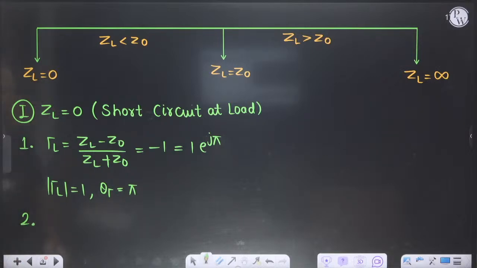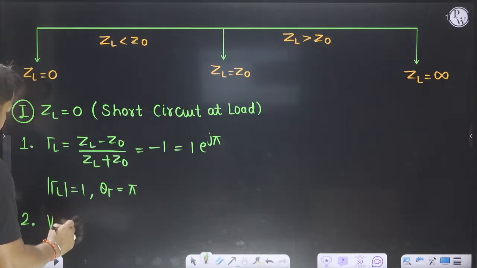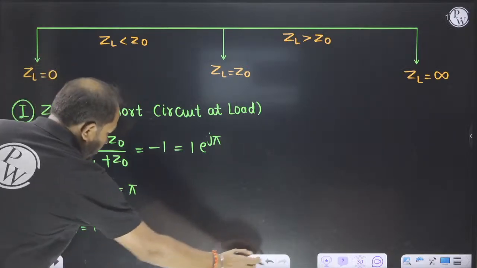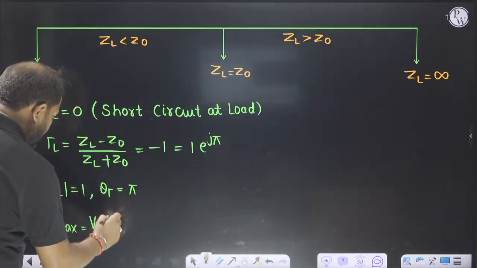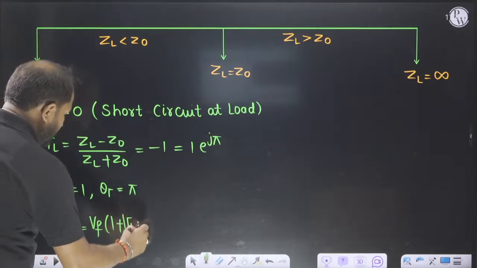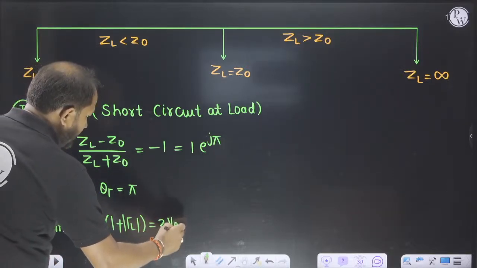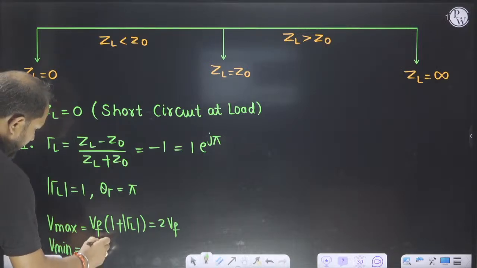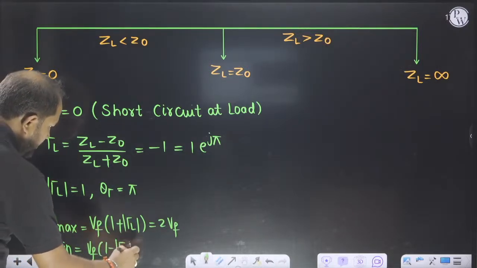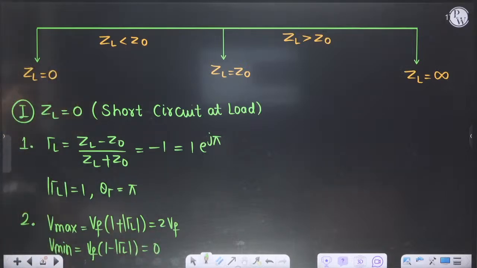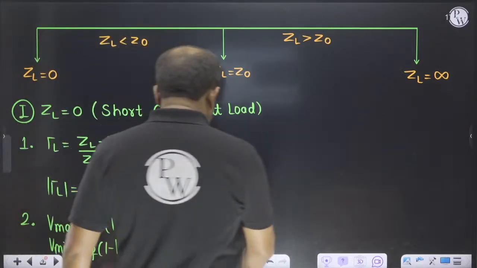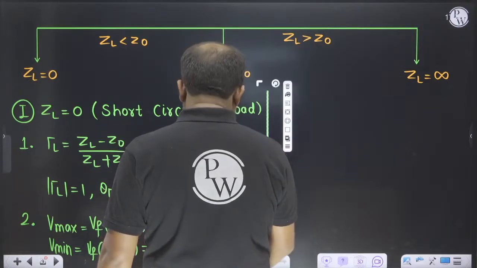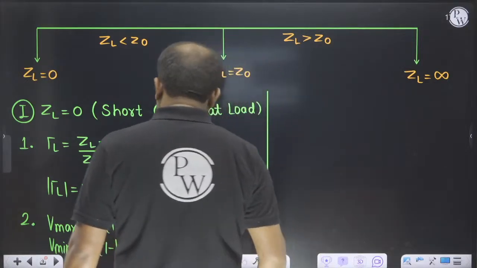Then the second point is to calculate the maximum and minimum values. Vmax is equal to Vf into (1 plus magnitude of gamma L), so it will be 2 Vf. Vmin is equal to Vf into (1 minus magnitude of gamma L), so it will be 0. So the maximum value is 2 Vf and the minimum value is 0. Then we go to the next analysis, the third point.